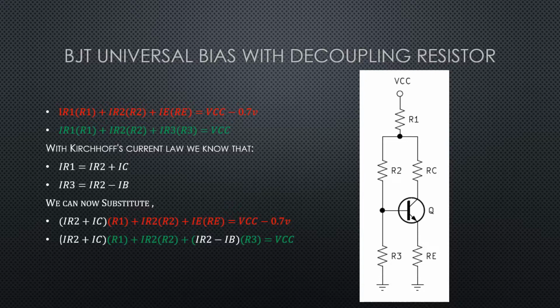So Kirchhoff's current law, we can take a look at the schematic, and we know that IR1 is equal to IR2 plus IC. We also know by looking at the schematic that IR3 should be equal to IR2 minus IB. So now we can substitute in for IR1, IR2 plus IC in the equations, and for IR3 we can substitute in IR2 minus IB.